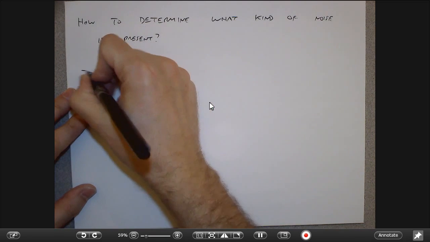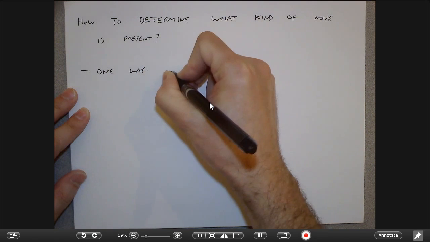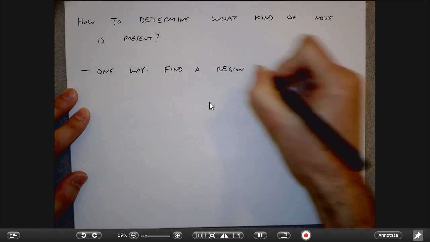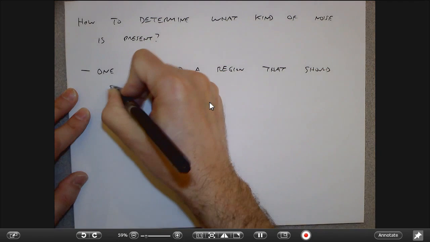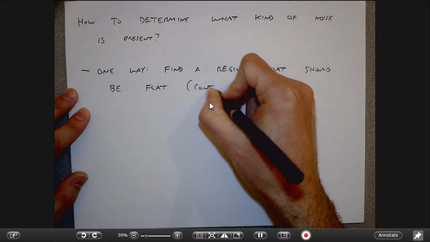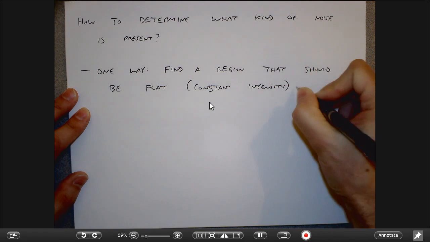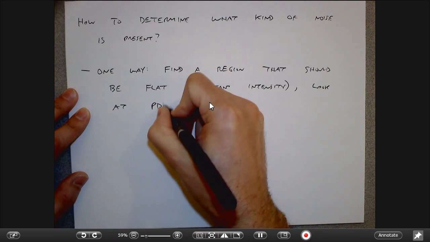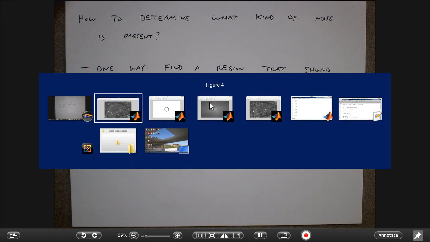So let me just write down what I'm going to do. One way is to find a region that should be flat, which would be constant intensity, and look at the PDF. So let me show you what I mean.